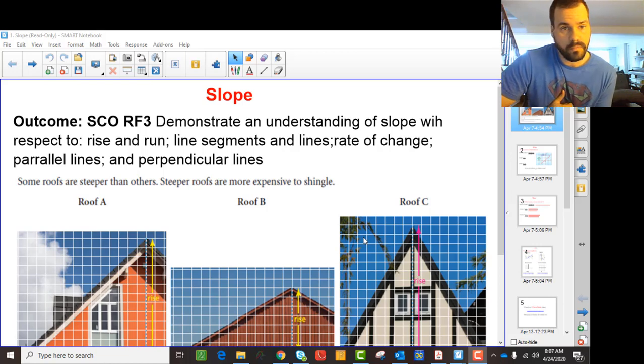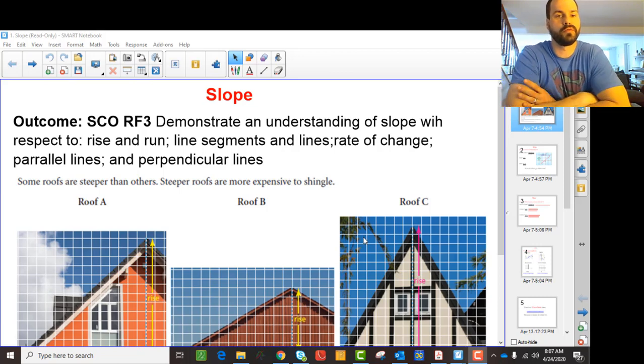We're going to begin talking about slope. And what we need to be able to do, if you look at the outcome that you're supposed to be able to satisfy at the end of all these videos, we're going to do a series of them on slope, is demonstrate an understanding of slope with respect to rise over run, line segments and lines, and then parallel and perpendicular lines.